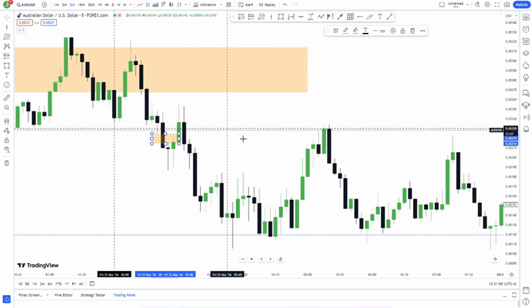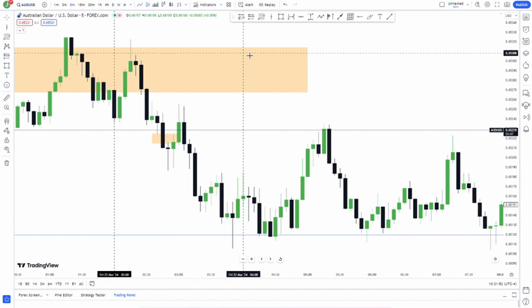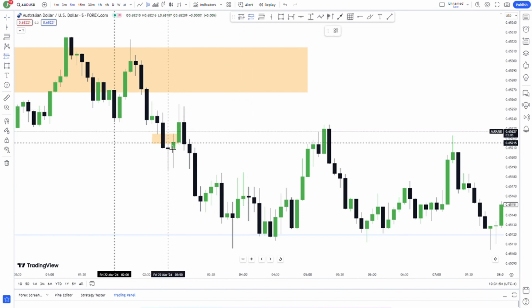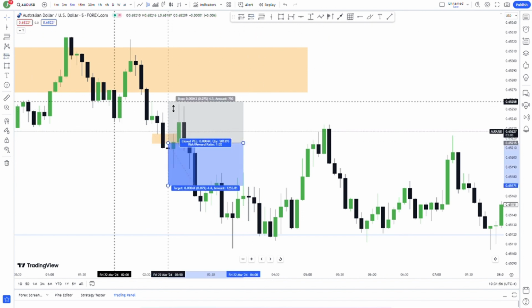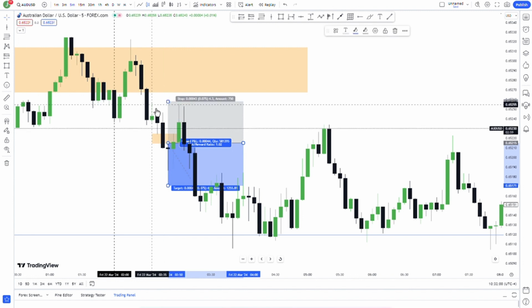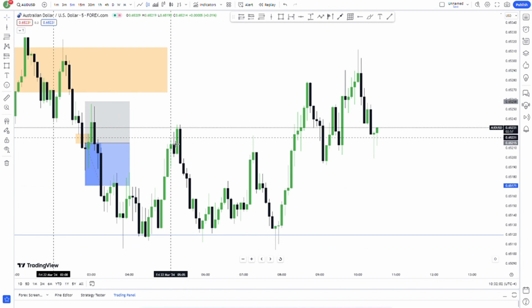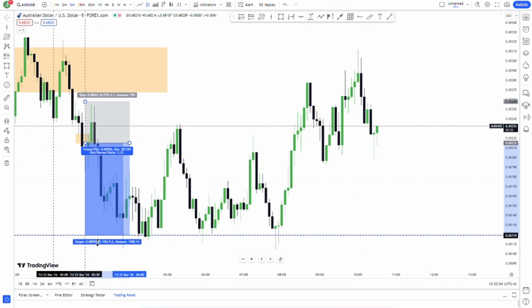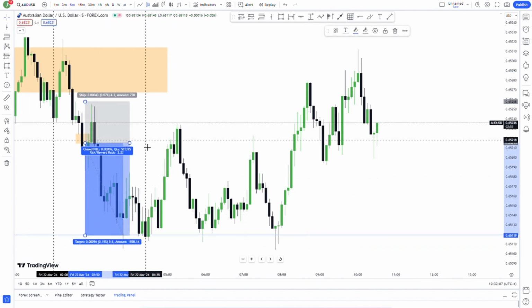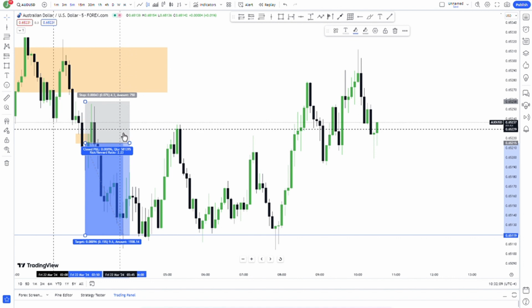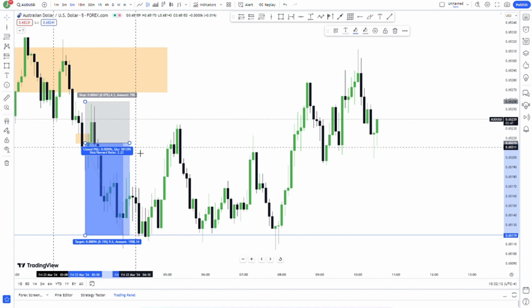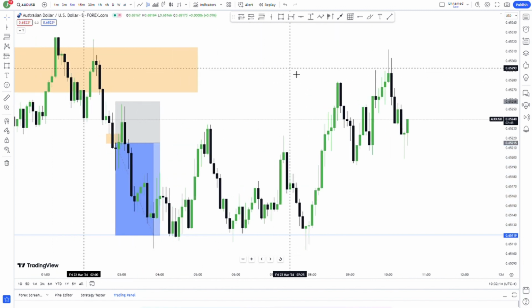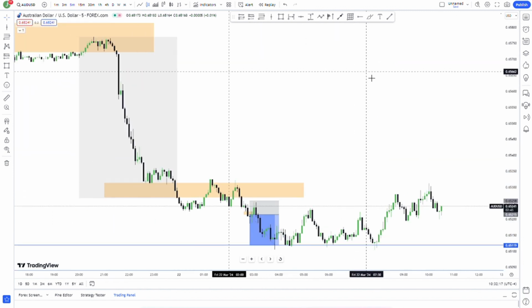If you had entered down here, you would have placed your stop loss above this level, above that candlestick, and your target would have been this level, which would have given you a 1:2.3 reward, right?